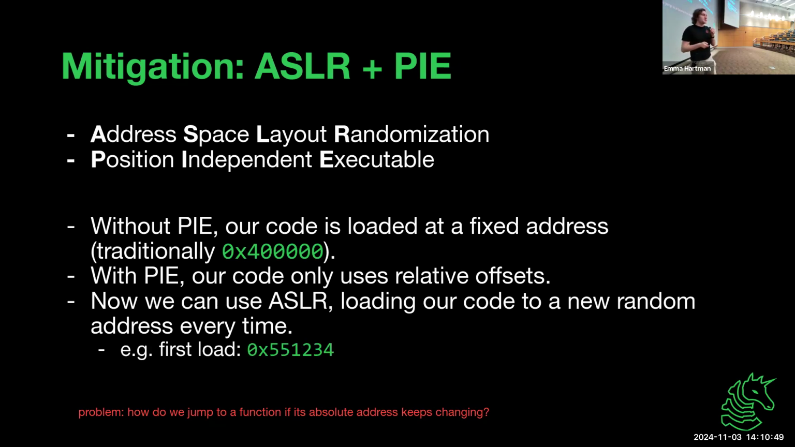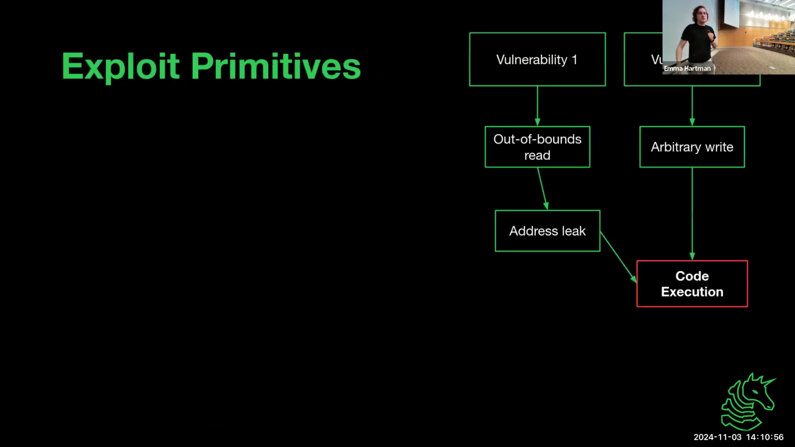So maybe for the first load, we get this one value. The next time we load our code, all the code starts at a new address, but everything's relative, so it all works out. So now we're going to talk about how we actually compose these exploits, right? We might have small primitives that don't do everything we want at once, but we can build them together to build a more powerful exploit.